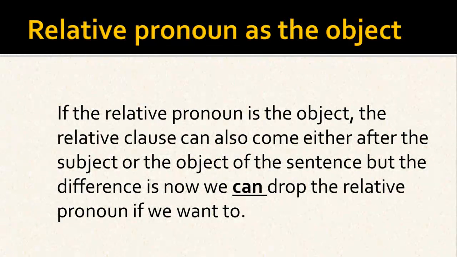If the relative pronoun is the object, the relative clause can also come either after the subject or the object of the sentence. But there is a difference here. In this situation, we can drop the relative pronoun if we want to.